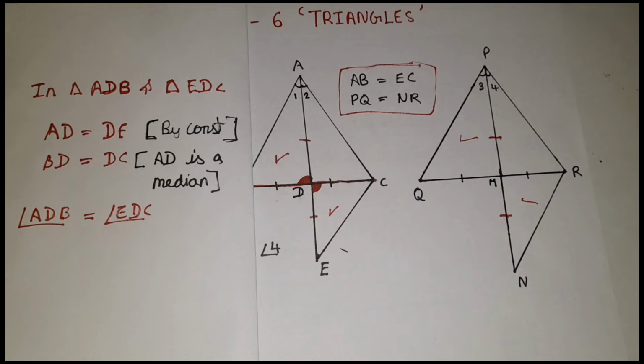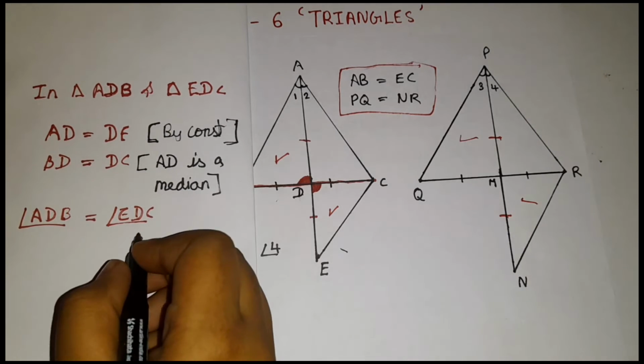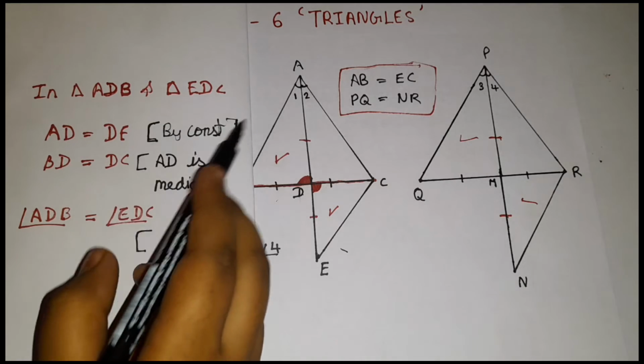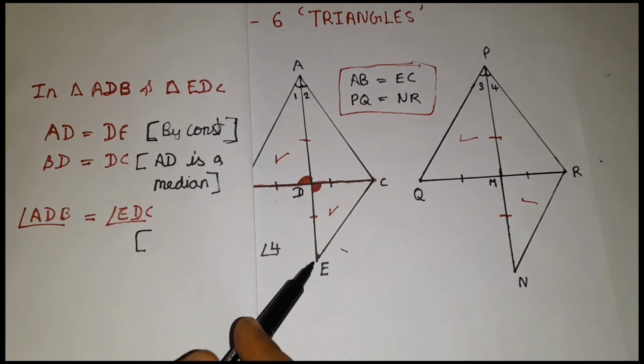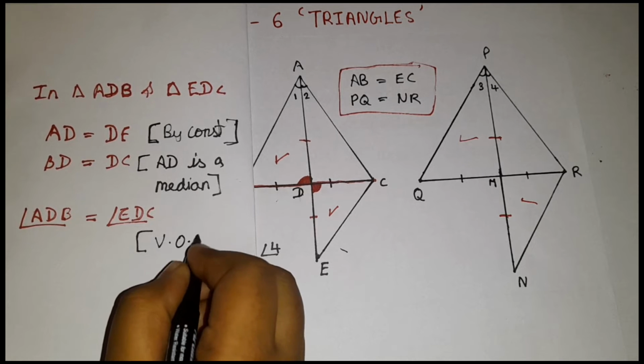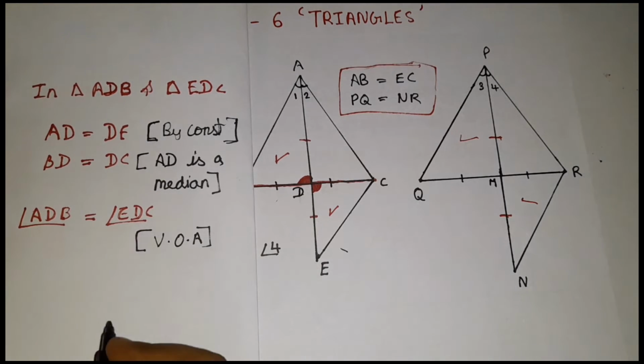So in this question you are learning a lot, right? Yes, you are learning a new concept. It is really good, that's why this is a good question. Why is angle ADB equal to angle EDC? Because of vertically opposite angles. That is the meaning of this.